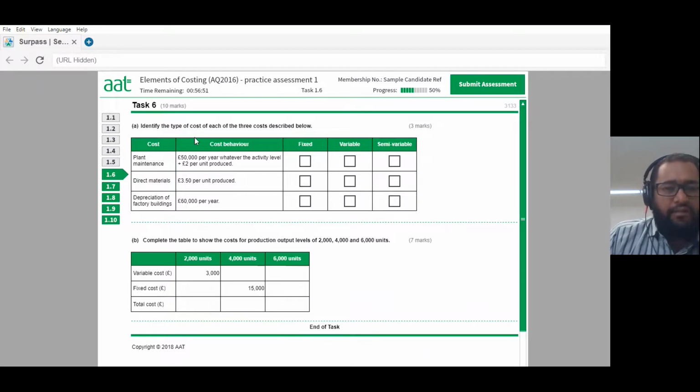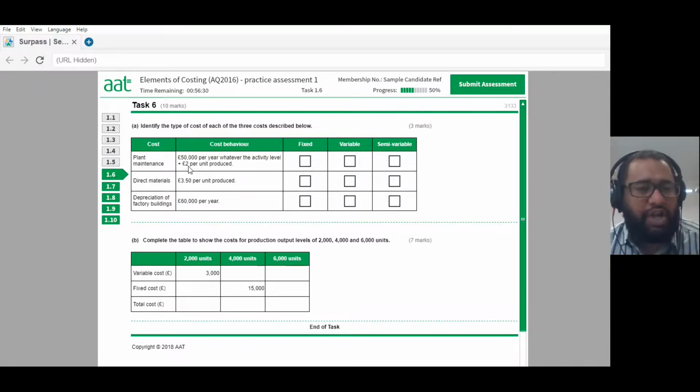Here, they have given you 3 different types of cost. So how would I know which is going to be fixed, variable, and semi-variable? Plant maintenance is £50,000 per year, whatever the activity level, plus £2 per unit. So this is a fixed cost here, and this is a £2 variable cost we're adding on every time we produce a unit. Therefore, this is a classic example of semi-variable cost. Why? Because you have a fixed element and a variable element.